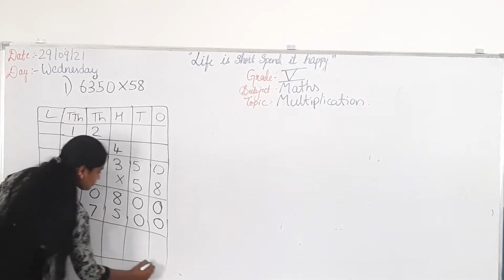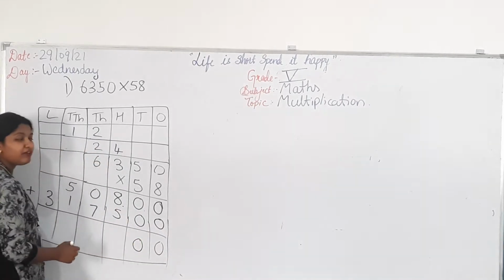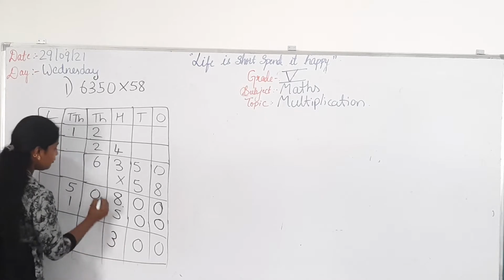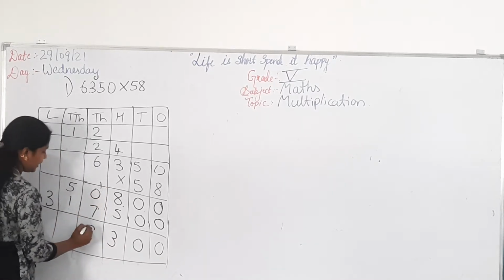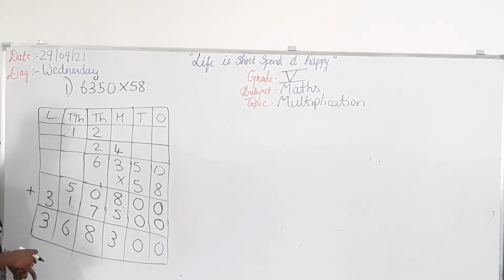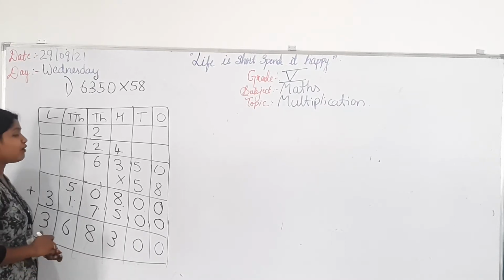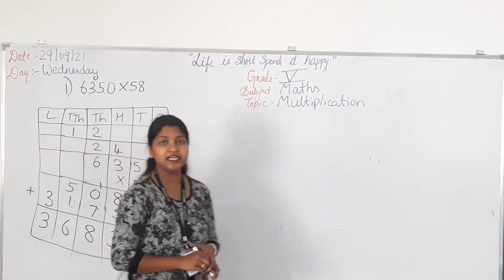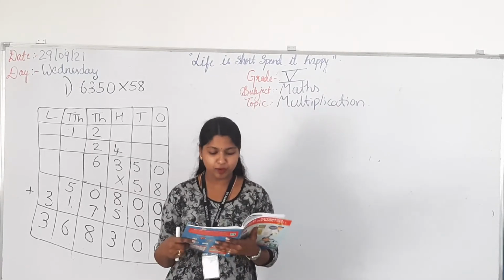Yes, now? 0 plus 0, 0 plus 0, 0. 8 plus 5, 13 here, 1 carry. 1 plus 0 is 1. 1 plus 7 is 8. 5 plus 1 is 6. And this is 3. So, the farmer needs 3,68,380 kg of fertilizers. Okay. Similarly, you have to solve the word problems.